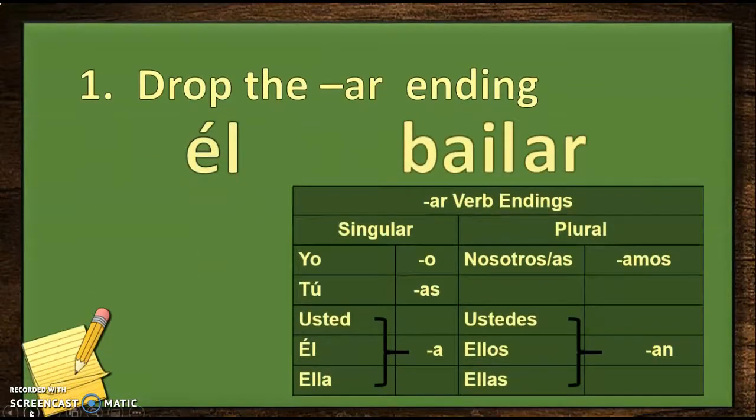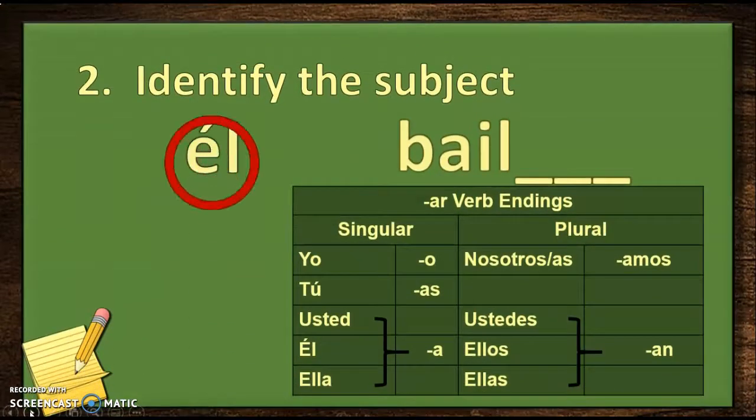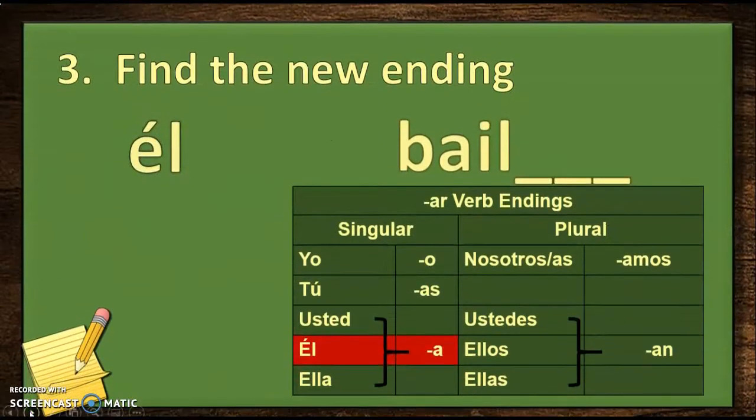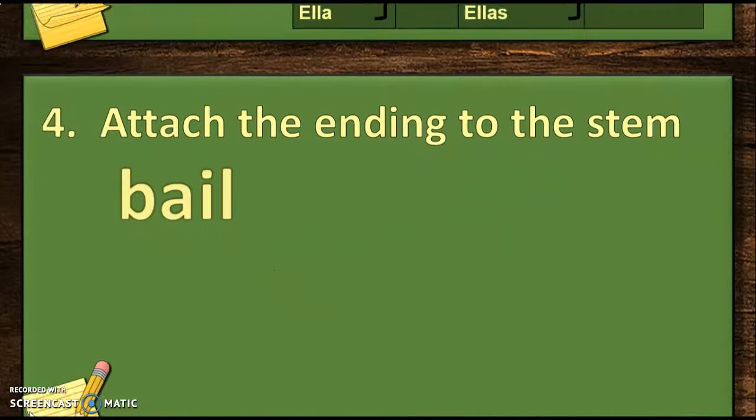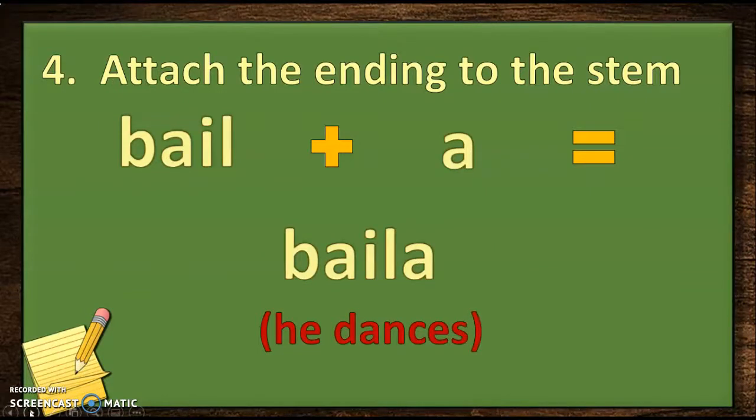Let's look at the verb bailar. Same procedure. Drop the AR. You're left with the stem. In this case, the subject is él. Refer to your chart. For él, the ending is a. Add a to the stem, and you have the verb baila, which in this case means he dances.